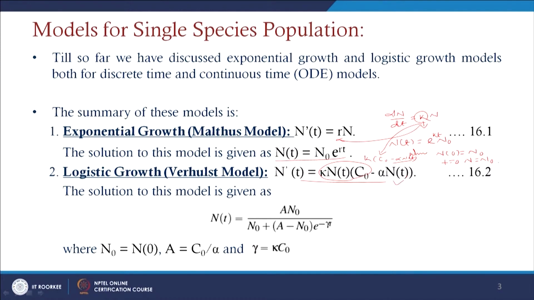And especially, we have just found the solution for this differential equation n'(t), and this solution is represented as n(t) equals a n0 by n0 plus (a minus n0) e to the power minus gamma t, where the parameters are defined as a equals c0 by alpha and gamma equals k c0, where at the 0th level, or t equals 0, the total population size is assumed to be n0.